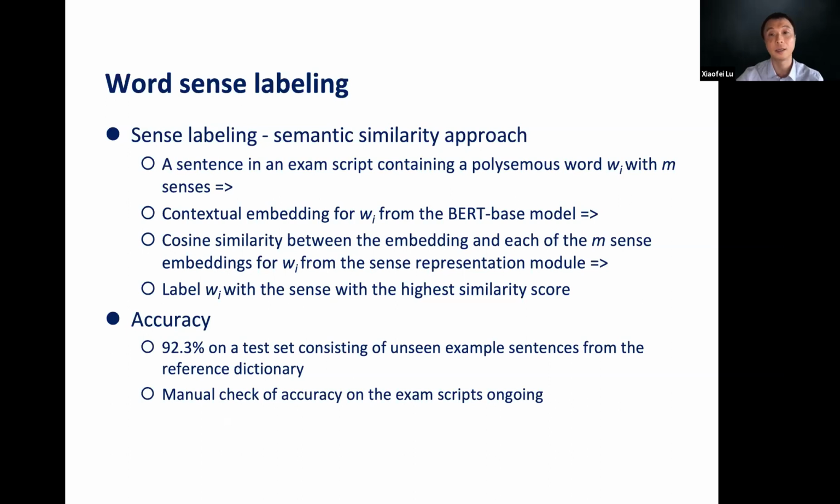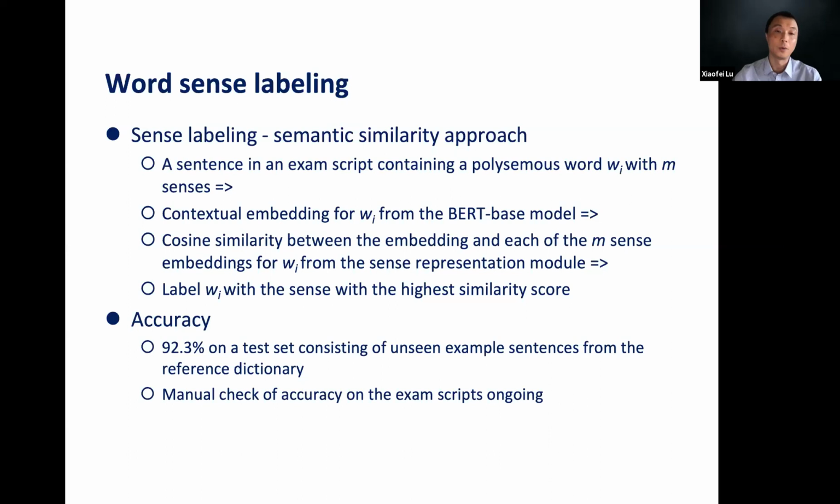If a sentence contains a polysemous word, then we feed it to the BERT-based model, and we compute the cosine similarity between the embedding that the model generates for W sub i from the current input sentence and each of the M sense embeddings for that word that we obtained in the previous step. We label this particular word in the sentence with the sense with the highest similarity score. So this is a relatively straightforward procedure once we have obtained the sense representations.